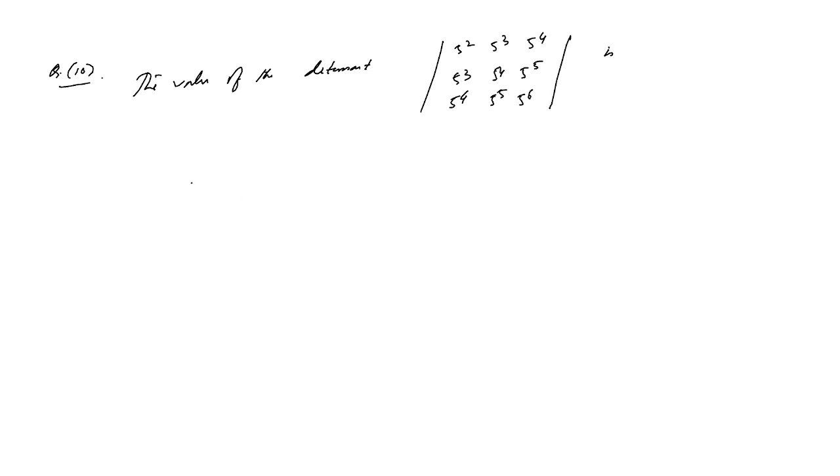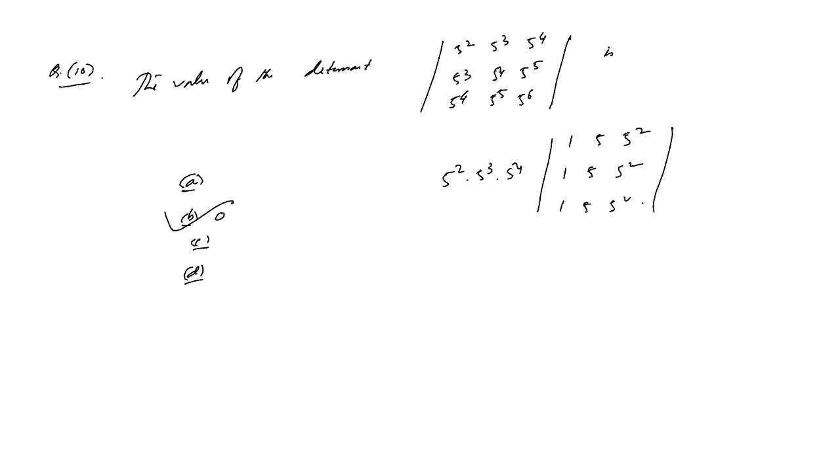I don't recall exactly what options are given, but there is an option 0, and that option will be correct, because we just take 5 squared common from the first row, 5 cubed from the second row, and 5 to the power 4 from the third row. Then all the rows are identical, so obviously the determinant value is 0. It is obviously a simple question.